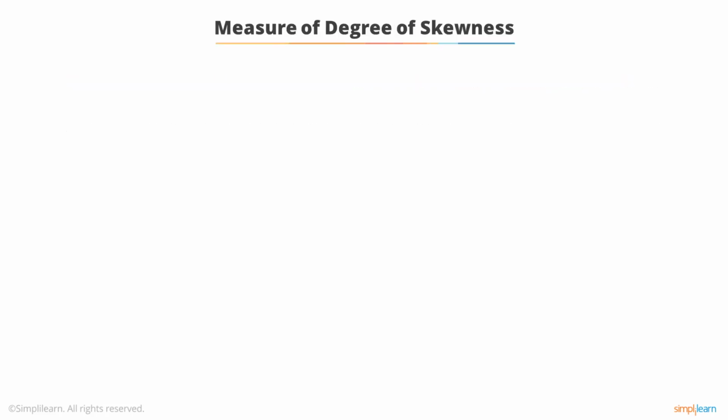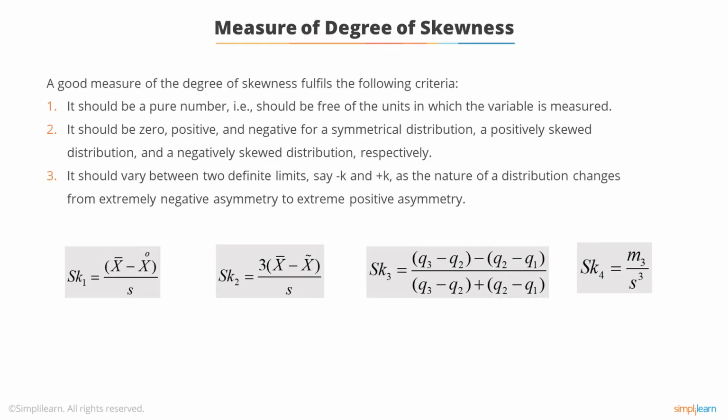So the measures of degree of skewness. A good measure of the degree of skewness fulfills the following criteria. It should be a pure number. In other words, it should be free of the units in which the variable is measured. It should be 0, positive, or negative for a symmetrical distribution, a positively skewed distribution, and a negatively skewed distribution, respectively. And it should vary between two definitive limits, say negative k to k, as the nature of a distribution changes from extremely negative asymmetry to extreme positive asymmetry.